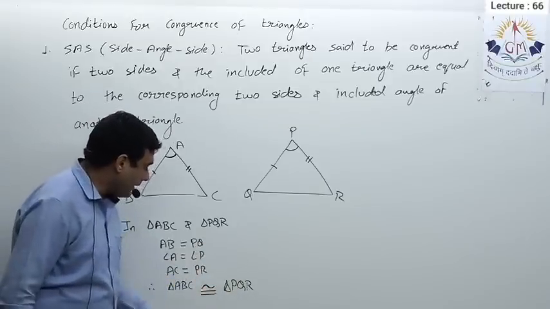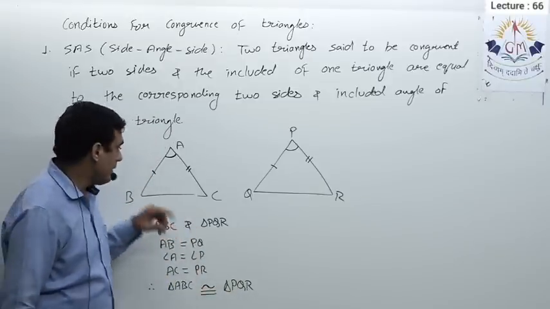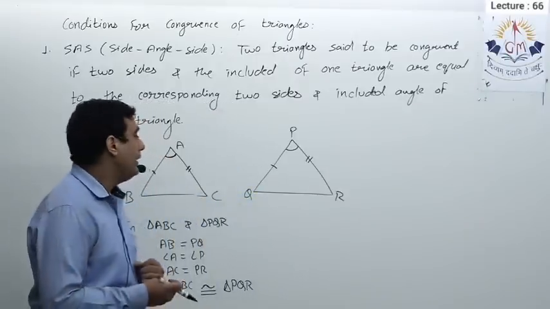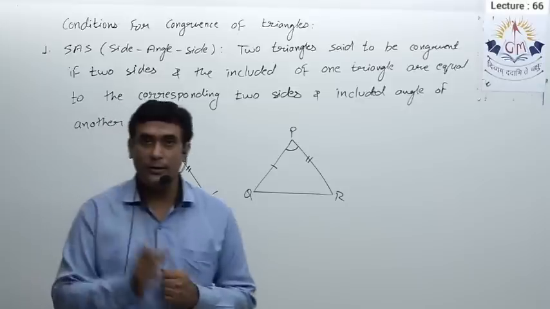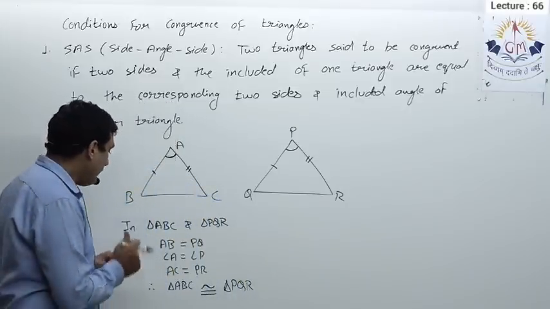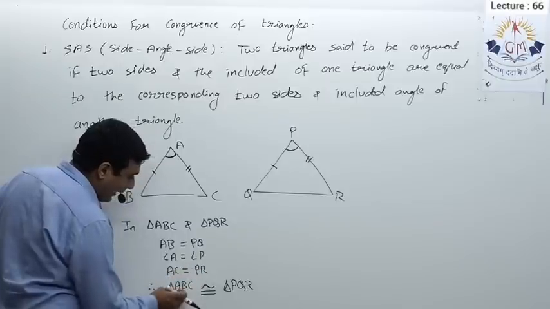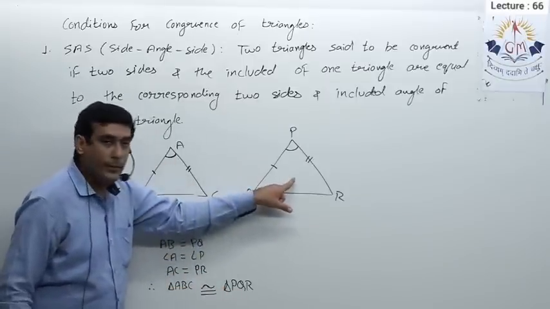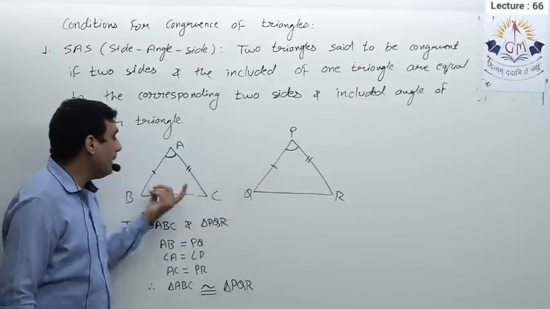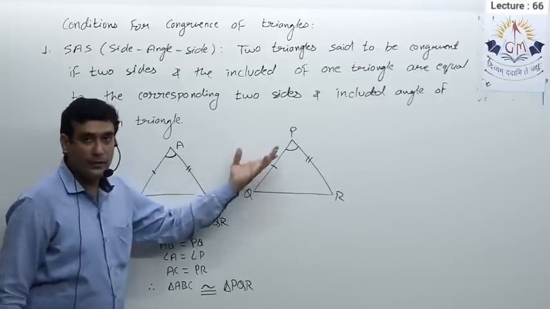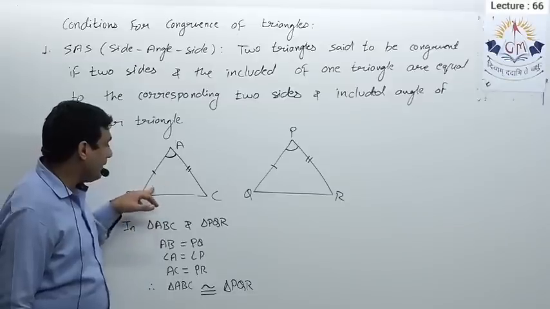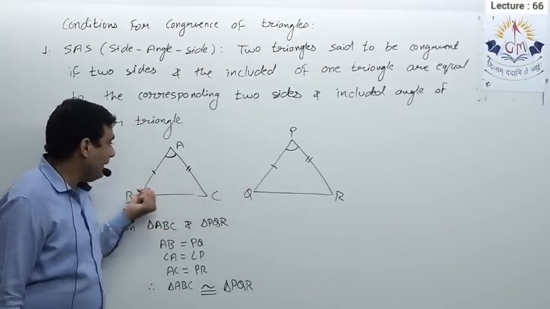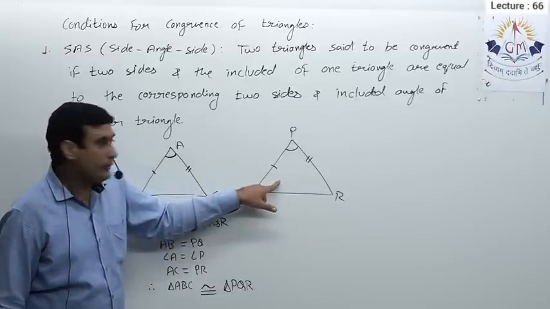Now, as the triangles are congruent, we have some more information. As we know, if the triangles are congruent, their corresponding parts are equal. That we denote by a short word, CPCT. On that basis, definitely the remaining parts of this triangle will be equal to the remaining parts of the other triangle. Why am I saying remaining parts? Because these three parts are already given. The three parts left are angle B, angle C and side BC. Definitely angle B will be equal to one of the angles of triangle PQR.